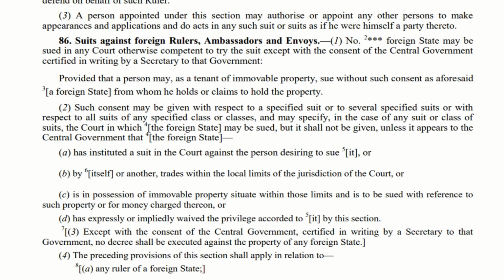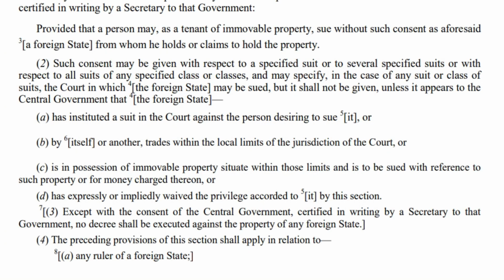There is a proviso which we need to understand in this particular subsection. Imagine there is a foreign state, and that foreign state is putting some person as a tenant in an immovable property, and that person can sue without the consent. So if the foreign state is saying to me that you go and hold a property as a tenant, I am holding the property on behalf of that foreign state. In that case, I can sue without the consent. That is the important point.